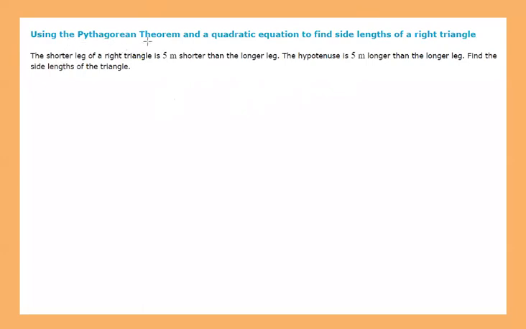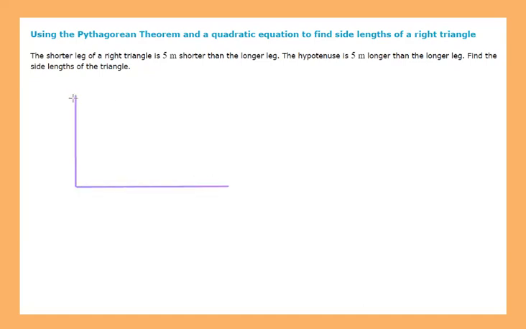It says, using the Pythagorean theorem and the quadratic equation, find the side lengths of this right triangle. We are told the shorter leg is 5 meters shorter than the longer leg, and the hypotenuse is 5 meters longer than the longer leg. Based on this, we want to find all three sides. So let's get started with maybe drawing a picture.